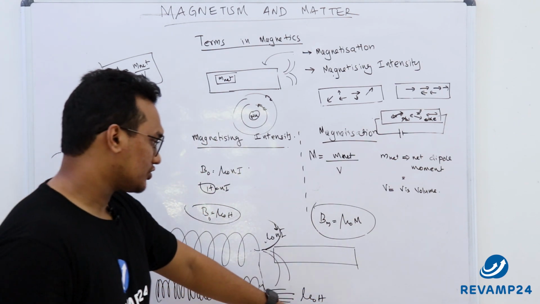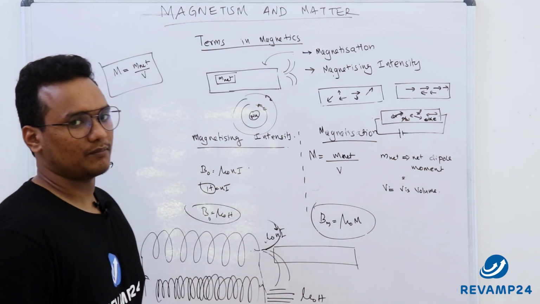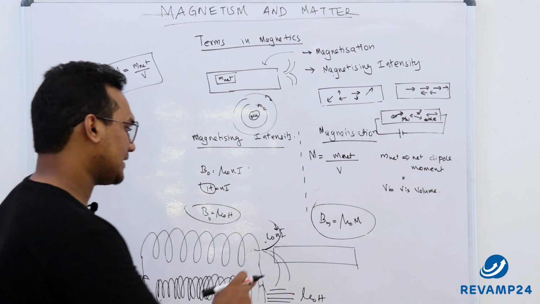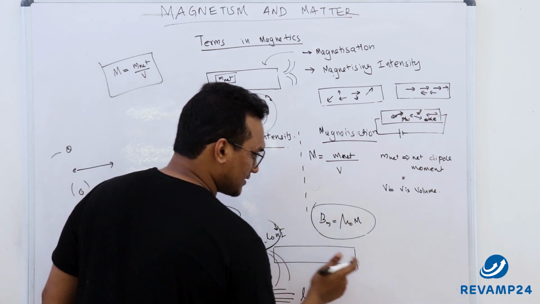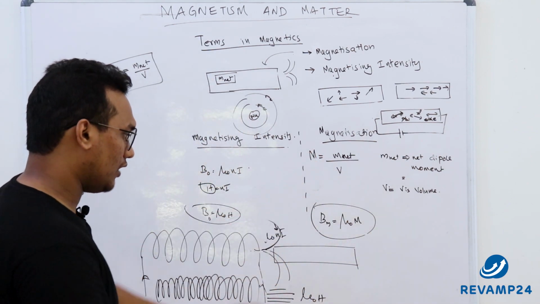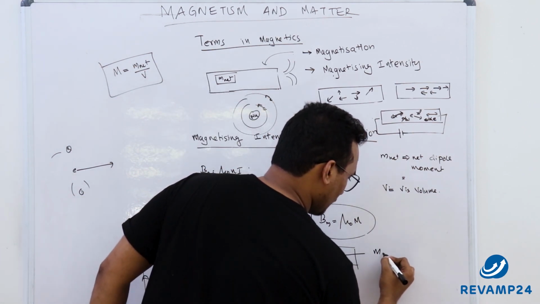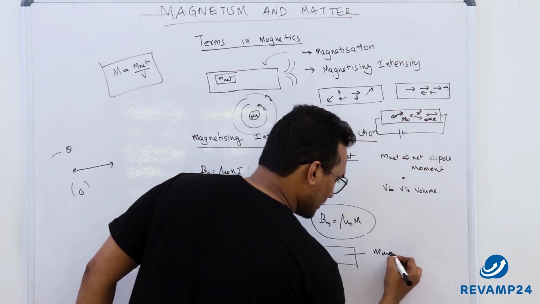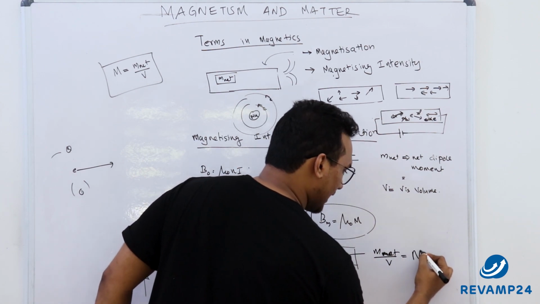Now with the mu0 into H, this substance can be magnetized. Let's say that using this magnetic field, this substance, which previously had a net magnetic moment of 0, now has some magnetic moment. If it is getting a net magnetic moment M net, then dividing M net by the volume, we will get the magnetization.